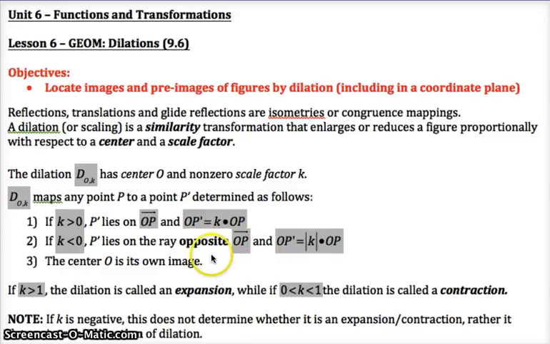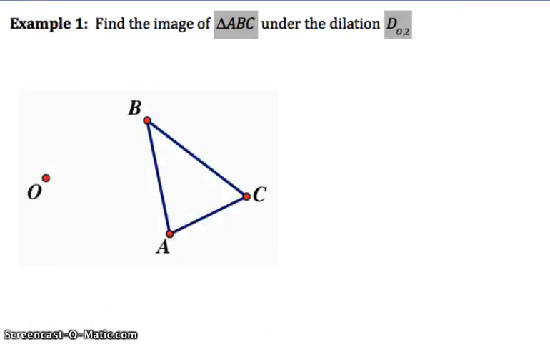It's easier to just do this and show you how it works rather than read this again. And we can call it an expansion if K is bigger than 1, and a contraction if it's between 0 and 1. Okay. Let's just do some.